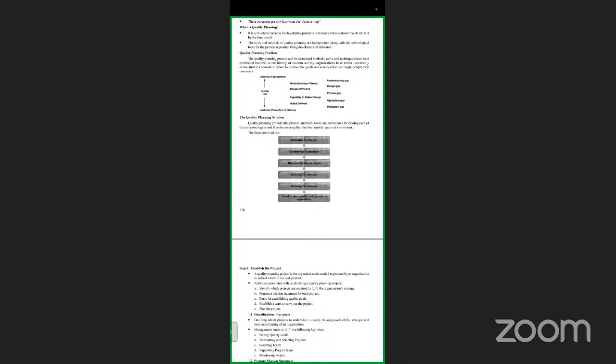In the quality planning problem, there might be customer expectations, a quality gap, and customer perception of delivery. There is a gap. In that gap, what are the things? Understanding customer need, design for a product, the capabilities of delivery, design, actual delivery, understanding gap and design gap, process gap, operational gap, perceptional gap. All gaps clubbed together come under planning. And what is the customer expectation and perceived delivery?